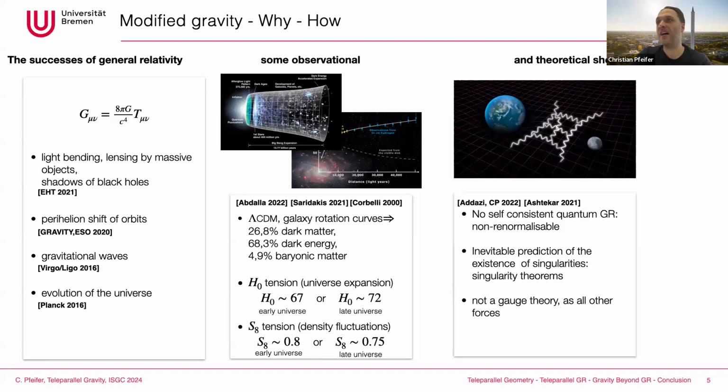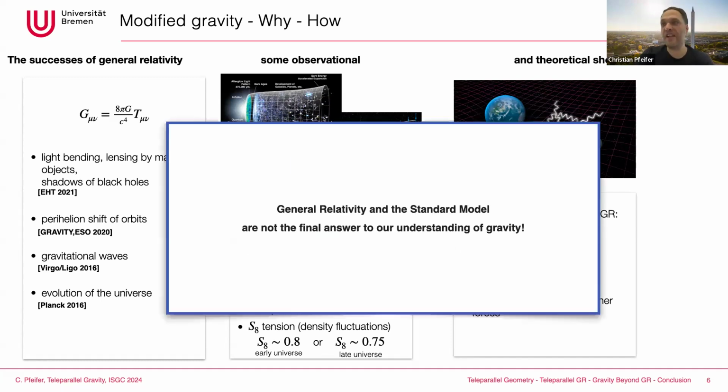On the theoretical side, general relativity also has some shortcomings, namely, so far there's no self-consistent theory of quantum gravity. Moreover, we have the inevitable prediction of the existence of singularities. And compared to all other forces, gravity is not formulated as a gauge theory. So in this sense, I think it's fair to say that general relativity and the standard model of particle physics are not the final answer to our understanding of the gravitational interaction.